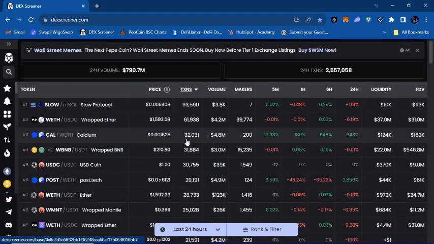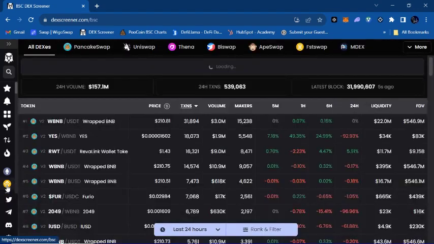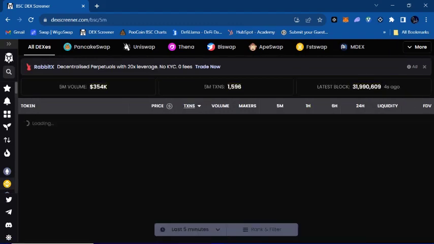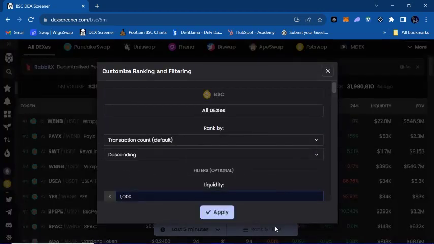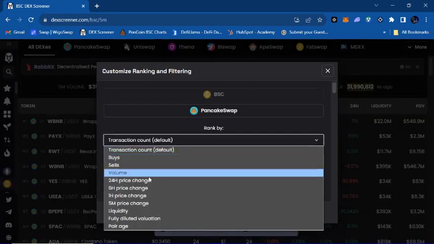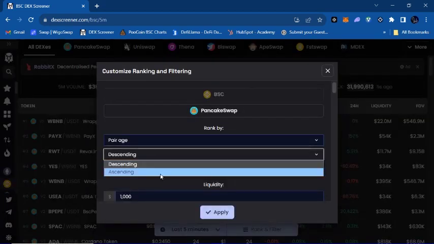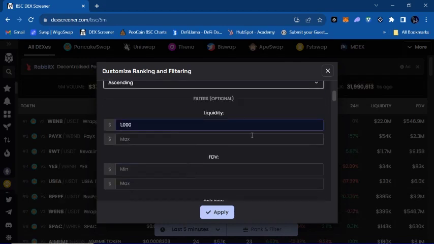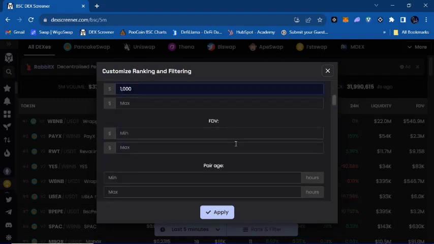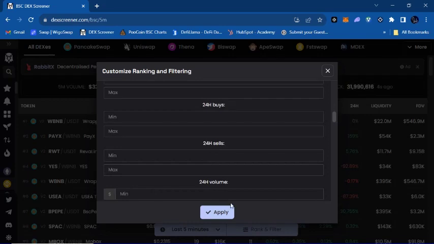All right, for the second method, this is the riskier one. This is for the DEGEN guys. In this method, you have to be fast, very, very fast. So what we'll do is go to BSC again. We're strictly focusing on BSC. You go to last 24 hours here, you put it on last 5 minutes. You go to rank and filter. Choose a DEX of your choice, let's say PancakeSwap. It will rank by pair age again in ascending order. Then we would not input all the other stuff that we inputted in the first method. We'll just apply.